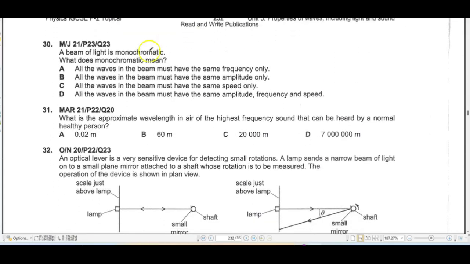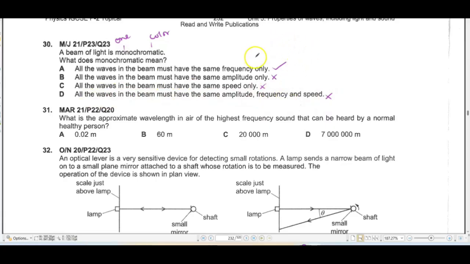question number 30. A beam of light is monochromatic. What does monochromatic mean? I told you before as well, mono means one and chroma means color. So it means light of one color. So if there is a light of one color, all the waves in the beam must have the same frequency. Yes, the frequency is going to be the same. They won't have the same amplitude. All the waves in the beam must have the same speed. ये भी is not necessary. Three things, all three things are not the same.